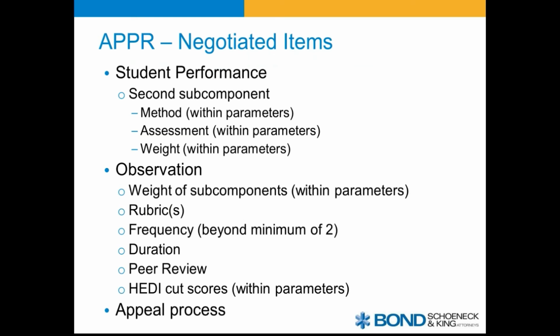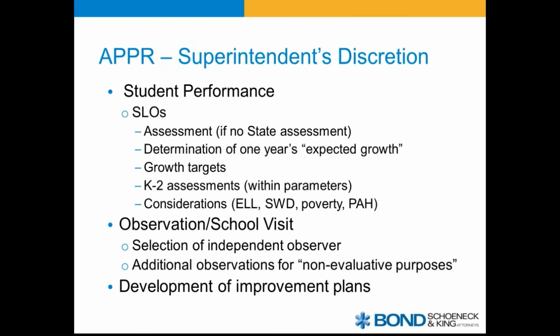Two things here. Could you go back to that slide? Yes. When you say that these things are the superintendent's discretion, just to clarify, that means that we do not need to negotiate these things with the union. The superintendent can do it unilaterally. Right. But with these additional observations for non-evaluative purposes, my understanding is that if a collective bargaining agreement has limitations on observations, that could still be in effect, right? The superintendent doesn't now have the right to override something that's in a collective bargaining agreement on that subject, does he or she?